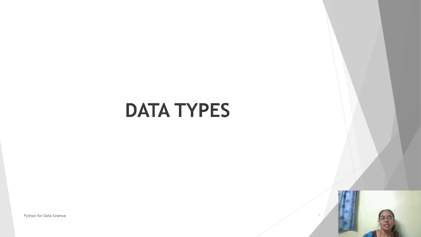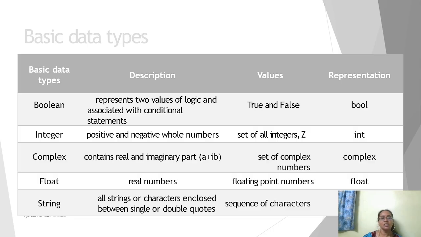Okay, then the next topic we can move to is data types. These are some of the basic data types. First one is boolean. As we already know, boolean is nothing but true and false. It is mainly associated with two values only, that is logic. Otherwise, in conditional statements also we can use true or false. So that is nothing but a boolean value.